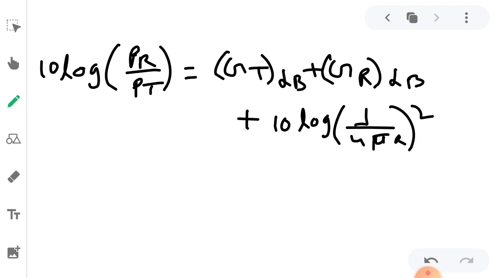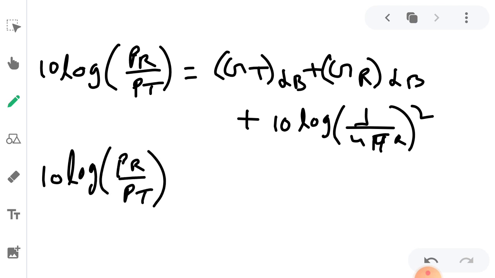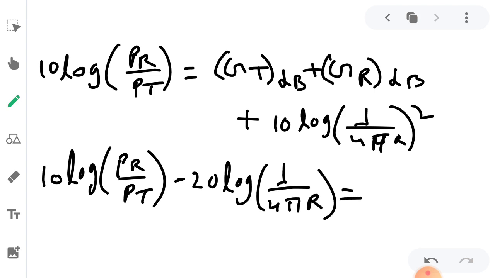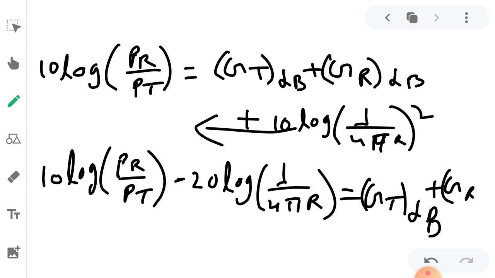So this 2 comes in front and it becomes 20 log, and if you bring this 10 log on the left hand side, 10 log of Pr by Pt and minus 20 log of lambda by 4 pi r is equal to Gt. We brought this on the left hand side, the log of lambda by 4 pi r square. Gt will be in decibels, Gr will be in decibels.